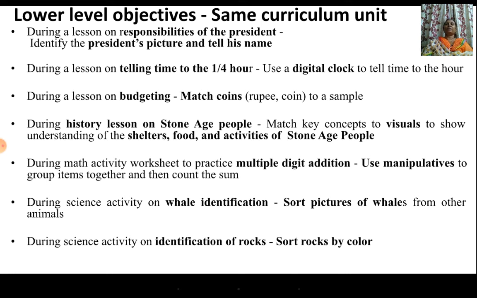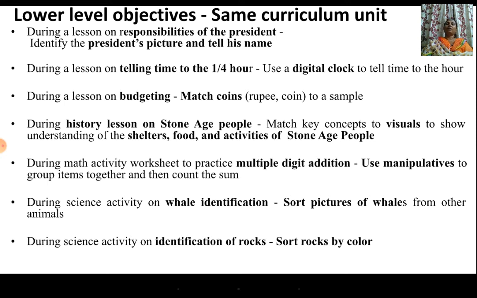And during a lesson on budgeting, he can be asked to match coins, rupees, etc., because the child will not be conversant with budgeting. Rather, it will be beneficial for him to learn about the rupees and the coins, their values, etc. And during a history lesson on Stone Age people, he can be made to match key concepts to visuals to understand the shelter, food and activities of Stone Age people, while his other peer group will be learning much more about the Stone Age people.